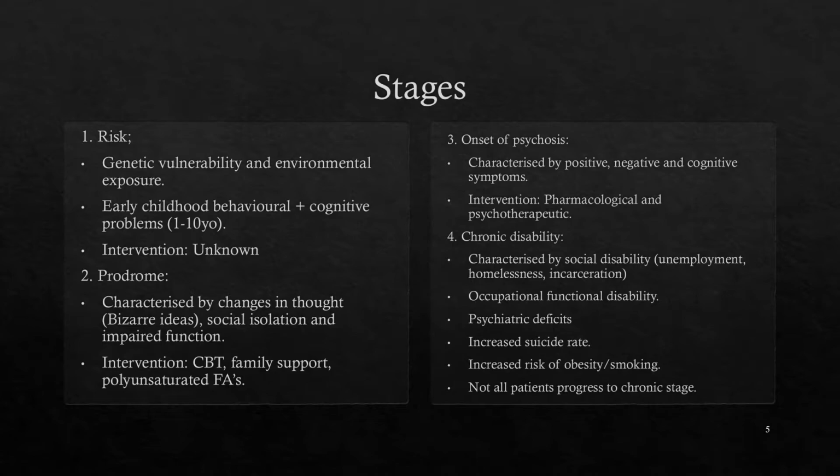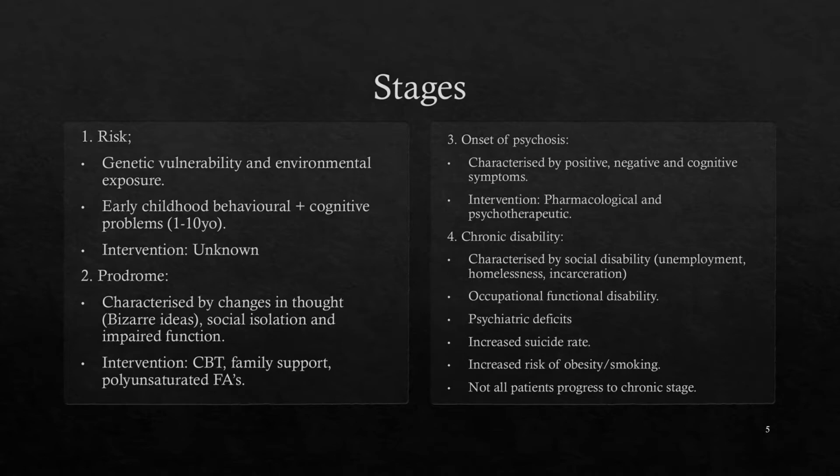Then stage 2 is known as the prodromal stage. It is characterized by changes in thought, social isolation, and impaired function. The intervention appropriate here would be cognitive behavioral therapy, family support, and supplementation with polyunsaturated fatty acids. Stage 3 is the onset of psychosis. This is characterized by positive, negative, and cognitive symptoms. The intervention appropriate at this stage would be pharmacological and psychotherapeutic.